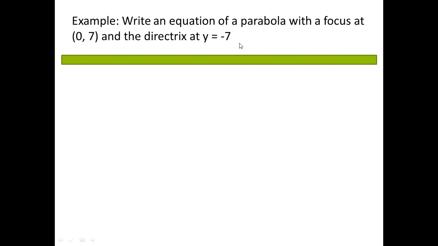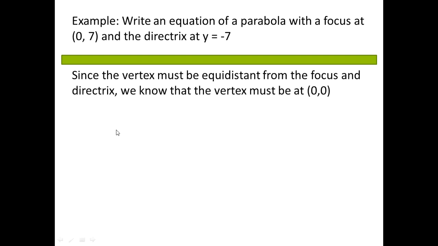Write an equation of the parabola with a focus at 0, 7 and the directrix at y equals negative 7. Well, if you picture in your head what this looks like, if you imagine an xy axis, you have a point at 0, 7 and then a line at y equals negative 7. You can tell then that the vertex has to be at 0, 0 because it has to be directly in between those two y values. So if I take 7 plus negative 7 and average them, I'm going to end up at 0. So therefore, p has to equal 7.